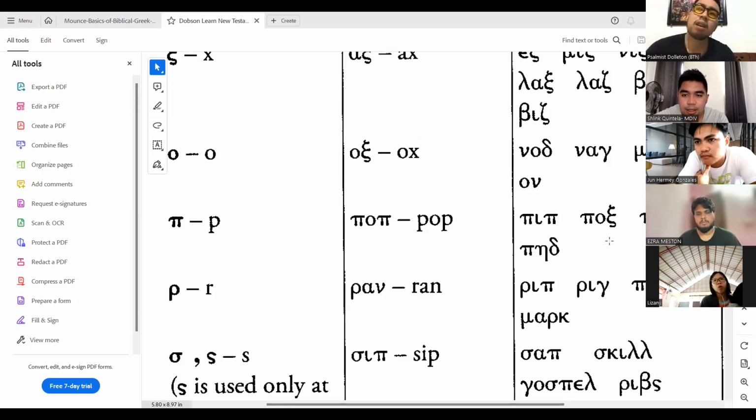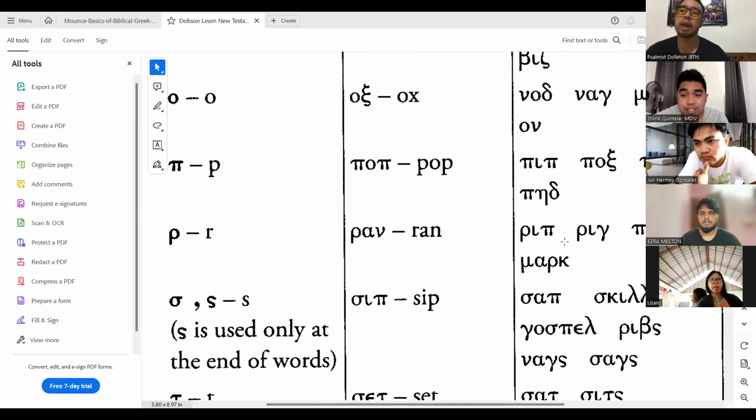Moth, on, peep, pox, pause, paid. And then the letter R, row, rip, rig, pay, mark.